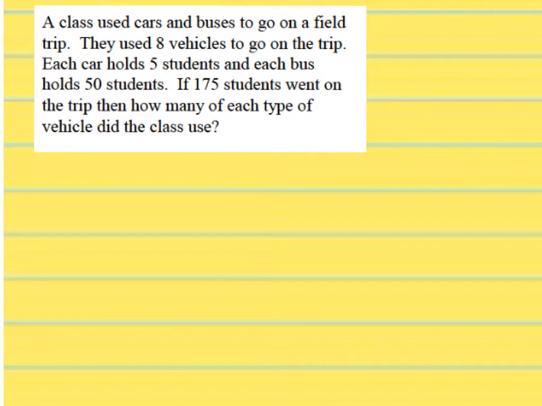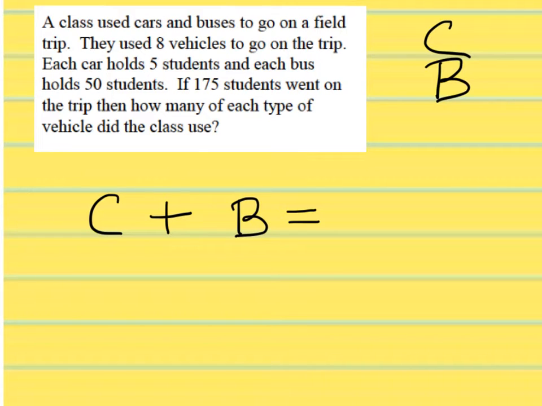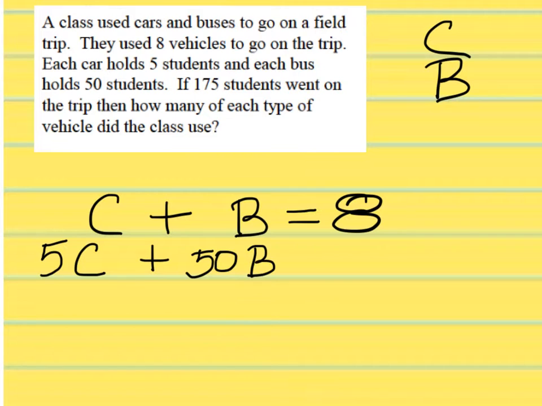A class used cars and buses to go on a field trip. They used 8 vehicles to go on the trip. Cars and buses, C and B. C plus B equals 8. 8 vehicles. Each car holds 5 students and each bus holds 50 students. And 175 students went on the trip.